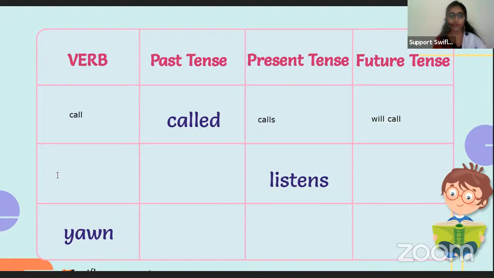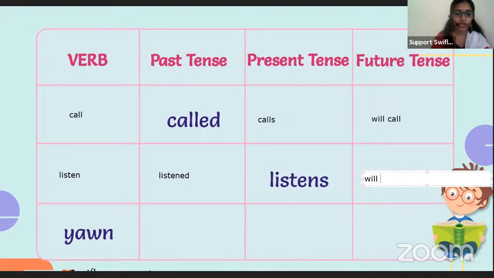Now we have listens in the present tense. So what can be the verb here? The verb will be listen. And what will be in the past tense? Listened, because we'll be adding ed in the past tense. And in the future tense, what will we do? Yes, what will we do in the future tense? We will add will in front of the verb. So it is will listen.